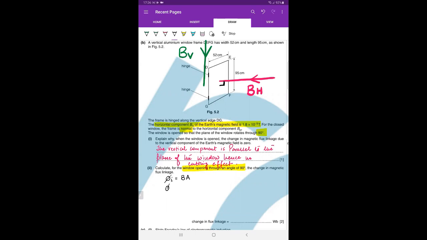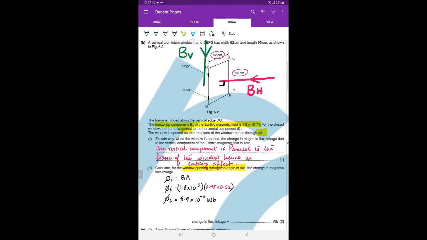The value of B is given. Check at the top: 1.8 times 10 to the power of -5. Now look at the area from the diagram. I'm circling the values. It is 95 centimeters by 52 centimeters. So the area will be 0.95 times 0.52. This gives half of my answer. This is the initial value of phi, 8.9 times 10 to the power of -6 Weber.